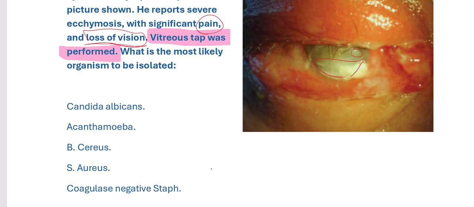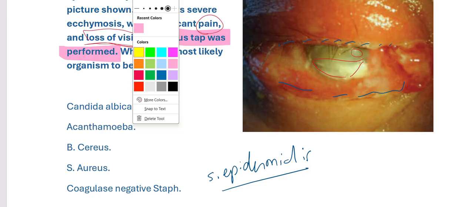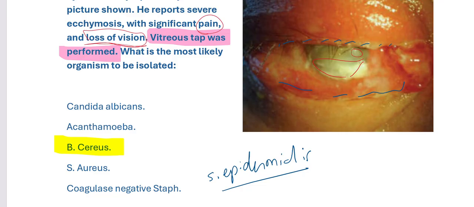Coagulase negative staph is Staph epidermidis, and from your studies you know that Staph epidermidis is the commonest cause of post-operative endophthalmitis because it inoculates the lashes and the eyelids. The answer here to this question is Bacillus cereus. So Bacillus cereus is the commonest organism causing traumatic endophthalmitis, and in fact it causes devastating endophthalmitis.